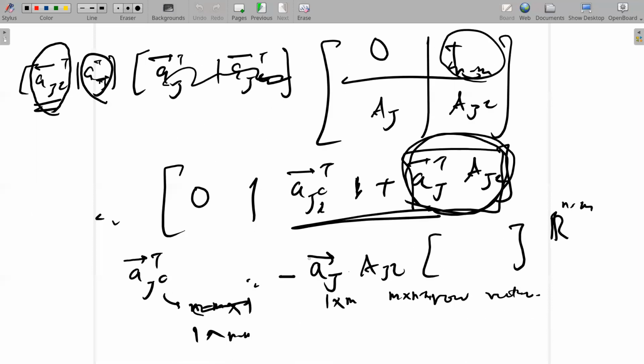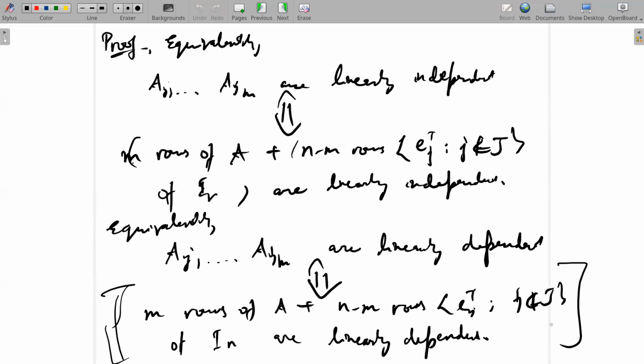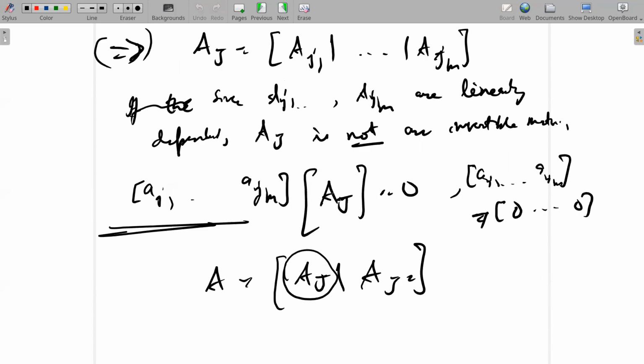So what you have done is built up this vector A. A is non-zero because a subpart of it, the AJ part, is non-zero. And when we multiply it with this big matrix, I n minus m and A, it gives you 0. So that means this matrix cannot have all the rows linearly independent. So this proves the implication that if AJ1 through AJM are linearly dependent, then the M rows of A and the n minus m rows consisting of EJ transpose, where J is not in this indexing set capital J, are linearly dependent. Now we have to do the other direction.